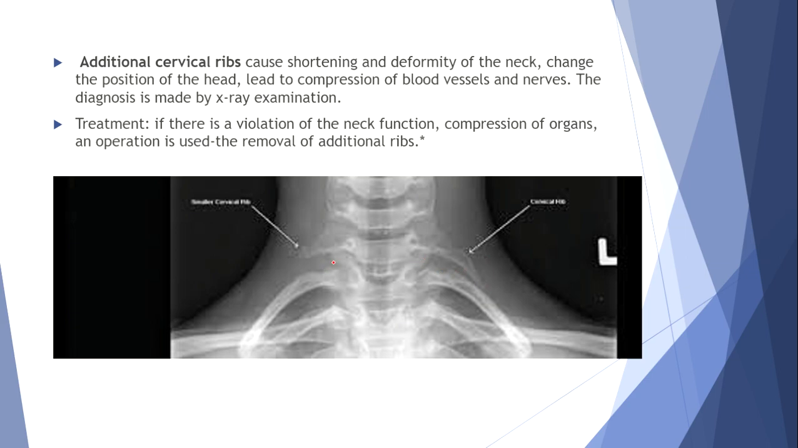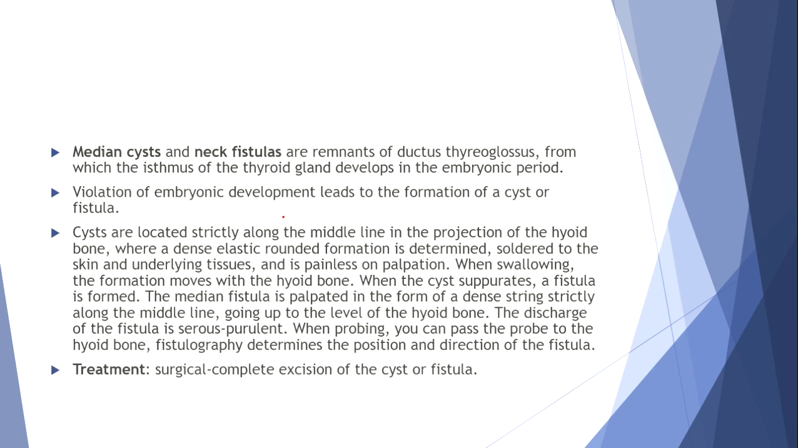It's not the best picture, but here and here you can see the additional ribs of the neck. Median cyst and neck fistulas are remnants of ductus thyroglossus, from which the isthmus of the thyroid gland develops in the embryonic period. Violation of embryonic development leads to the formation of a cyst or fistula.